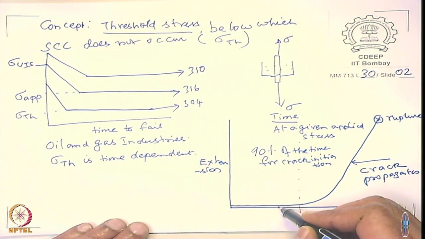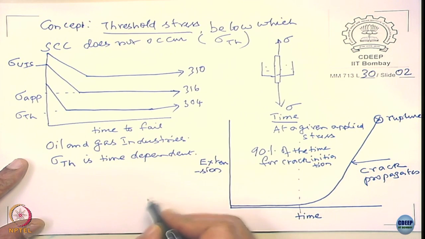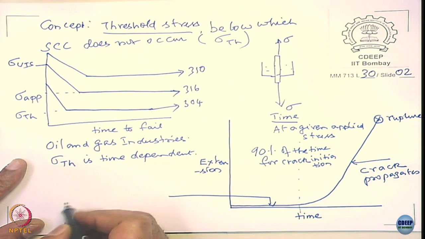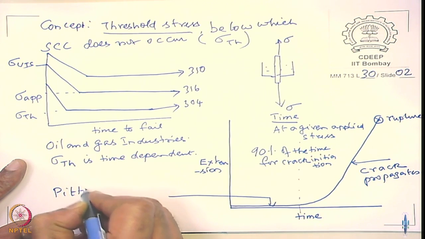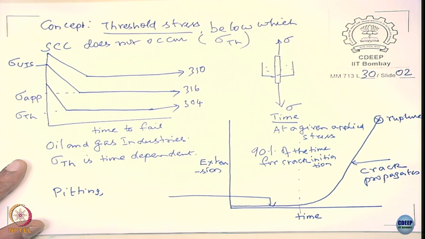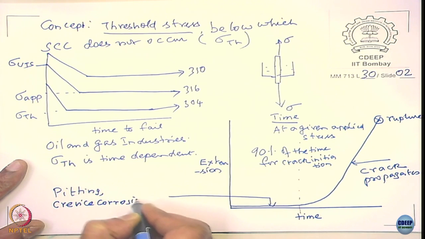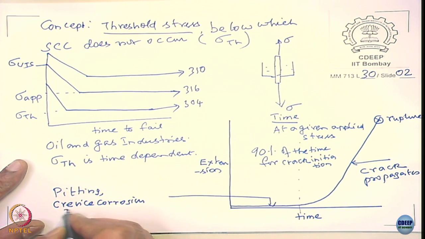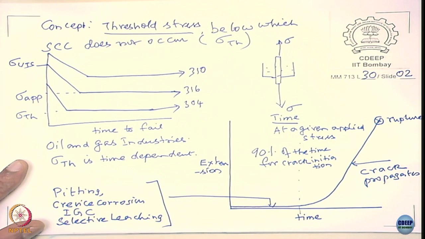And this crack initiation is a very interesting thing, okay. This initiation time, the initiation here involves, it could be pitting corrosion assisted, it could be crevice corrosion assisted, or intergranular corrosion assisted, it could be selective leaching. They all can be, they are called precursors, and they are involved in the processes.